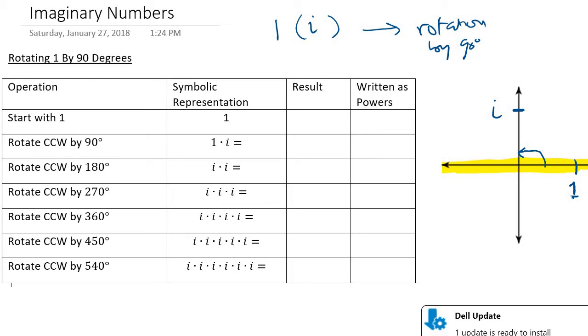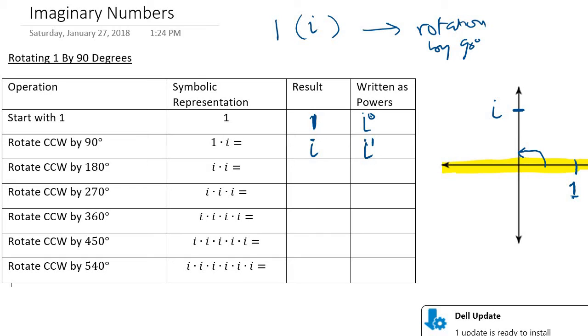So let's do some exploration with that said. If we start with 1, that is just 1, which is i to the power of 0. The imaginary number i to the power of 0 is 1. Now if we multiply by i, 1 times i is just i, and that is i to the power of 1.